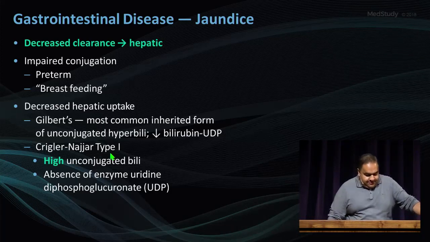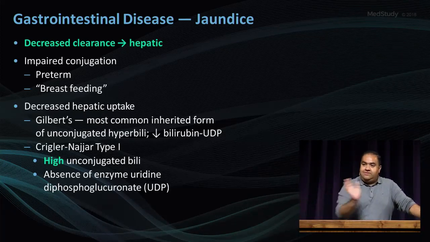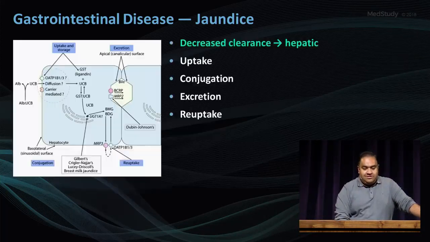So Crigler-Najjar, this is a decreased activity of glucuronyltransferase, so you have a very high unconjugated bili, and that's because of the absent activity that's there. So Gilbert's and Crigler-Najjar are unconjugated, and then think of Dr. C, DR, period C, Dubin-Johnson and Rotor are for the conjugated.